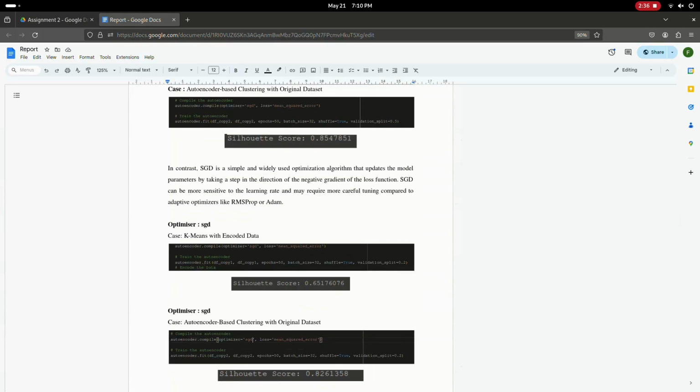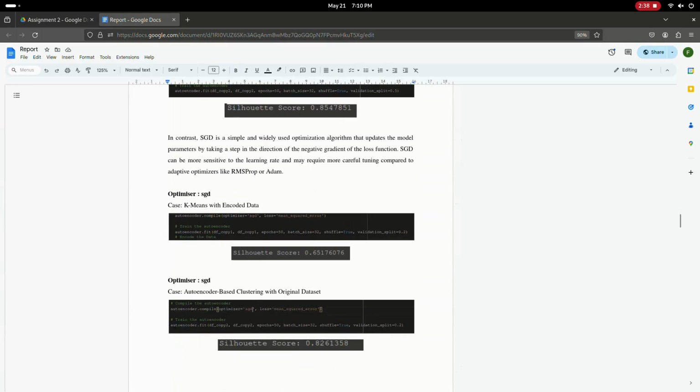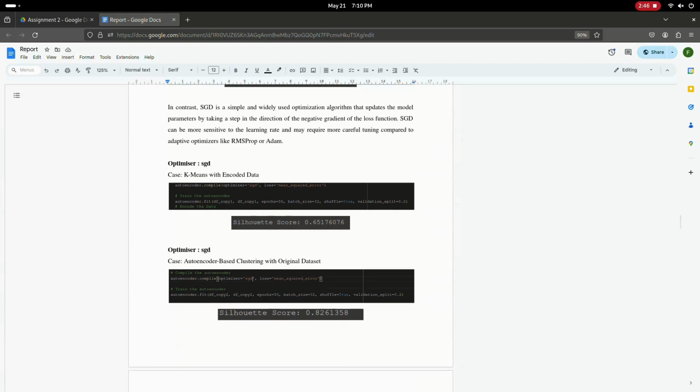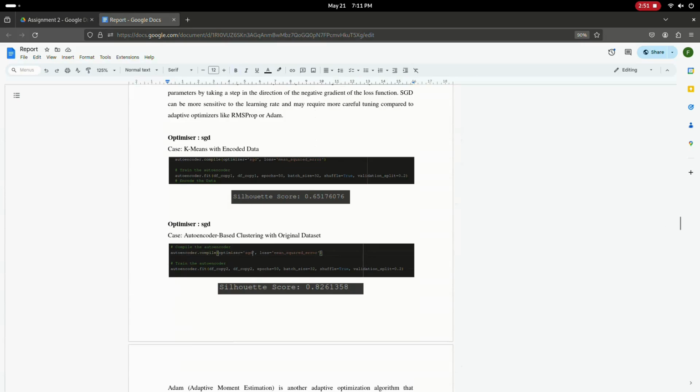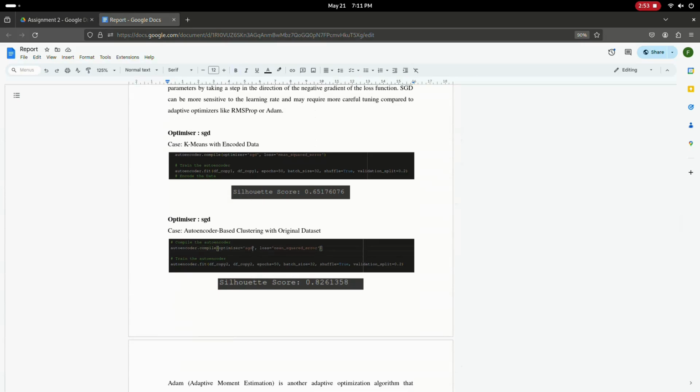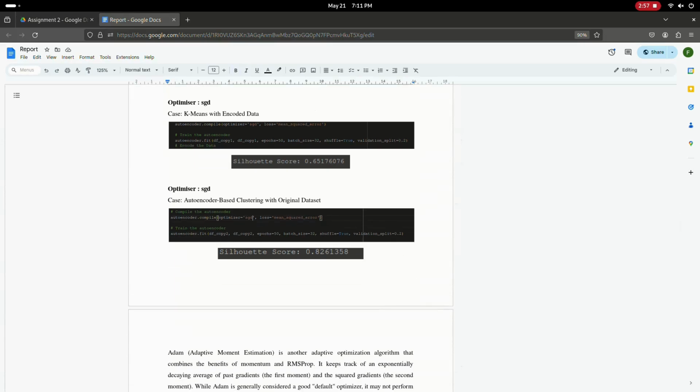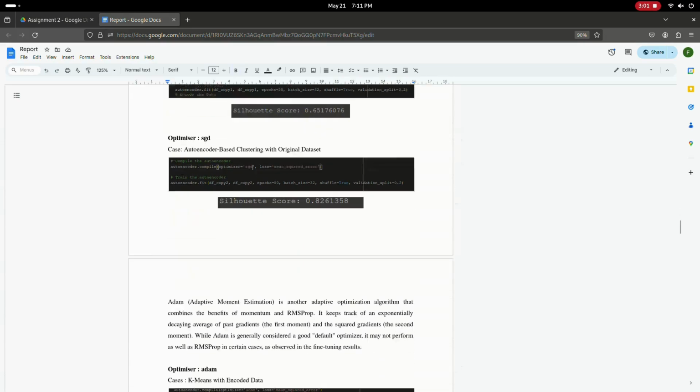Comparing to SGD, SGD is a widely used optimization algorithm that updates the model parameters by taking a step in the direction of the negative gradient of the loss function. And we got 0.65 for the case with encoded data, and 0.82 for the case of autoencoder-based clustering with the original dataset. So you can see that the Silhouette score becomes much lower.